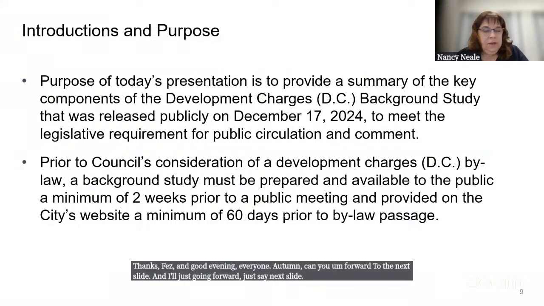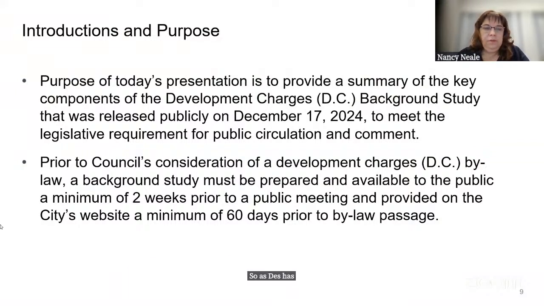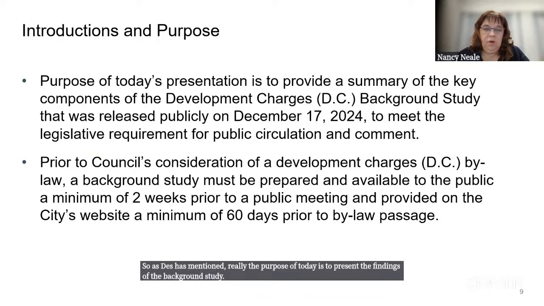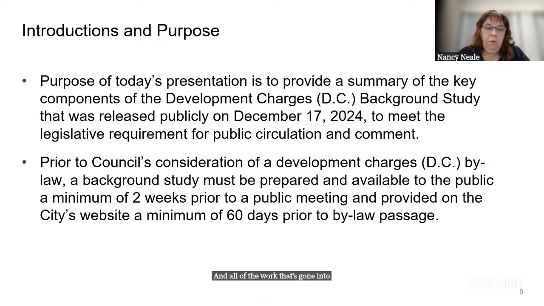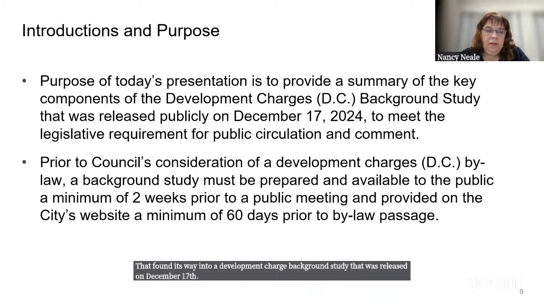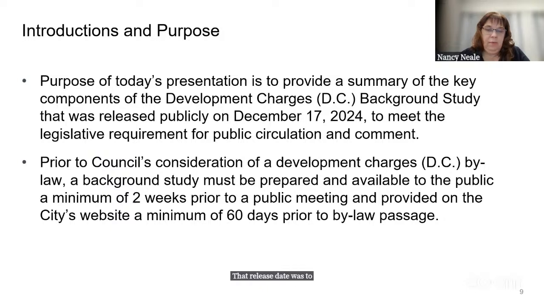As Des has mentioned, the purpose of today is to present the findings of the background study and all of the work that's gone into it over most of last year. That found its way into a development charge background study that was released on December 17th. That release date was to meet legislative requirements that we have to follow as per the Development Charges Act prior to council being able to consider a new bylaw. There are minimum requirements for that background study to be prepared and available to the public.